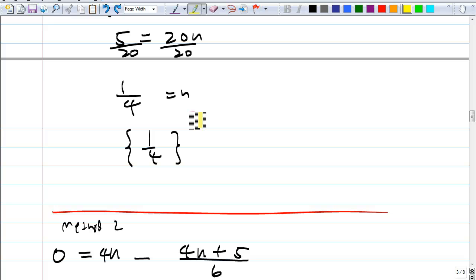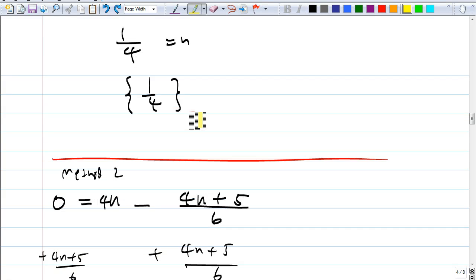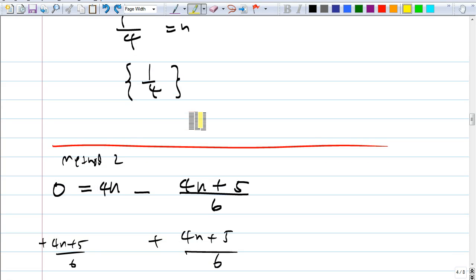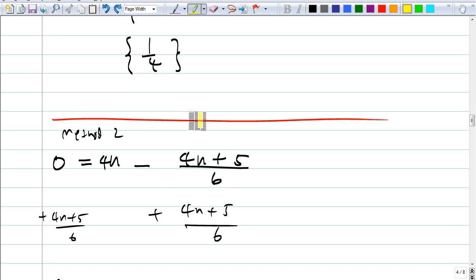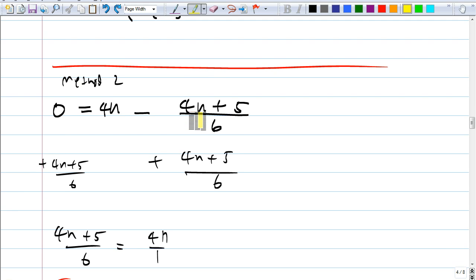Move one of the terms to the other side. Exactly. If you were to add 4n plus 5 over 6 to both sides, guess what we get here, guys? Could we do that? Could we add 4n plus 5 over 6 to both sides? Whoa. Did anybody see this? If you did this, you get a fraction equal to another fraction. Yeah, we could have cross multiplied. But if you didn't see it, it's fine. But you see, you could have done it that way.